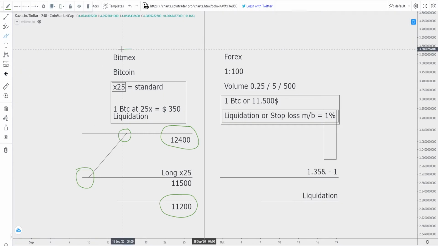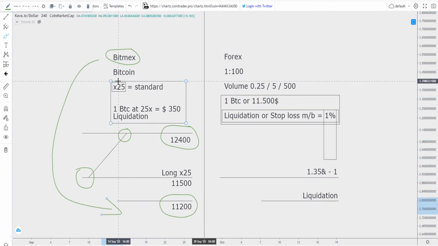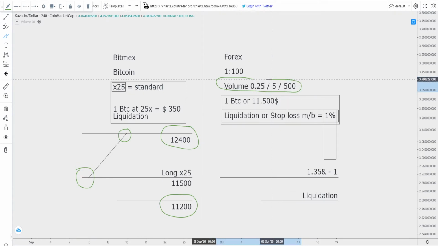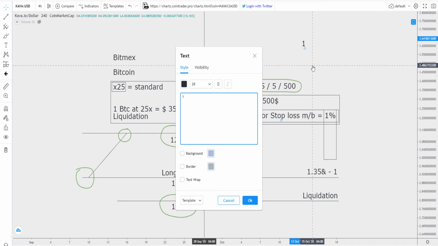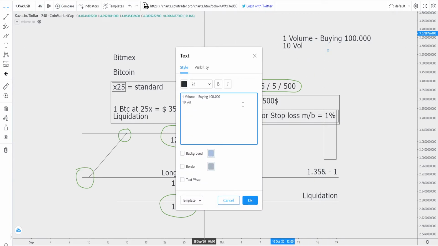So BitMEX will ask you how many contracts you want to buy, and then it will give you an automatic liquidation range based on the 25x, the amount of leverage. While on Forex, every single trade it will be asking you the volume, which is the amount of contracts you are going to buy. So for example, if you are going to use, let's say, one as volume, and it is a long, you are buying $100,000 worth of contracts, dollar contracts. And if you are going for 10 as volume, you will be buying $1 million worth of US dollar contracts.